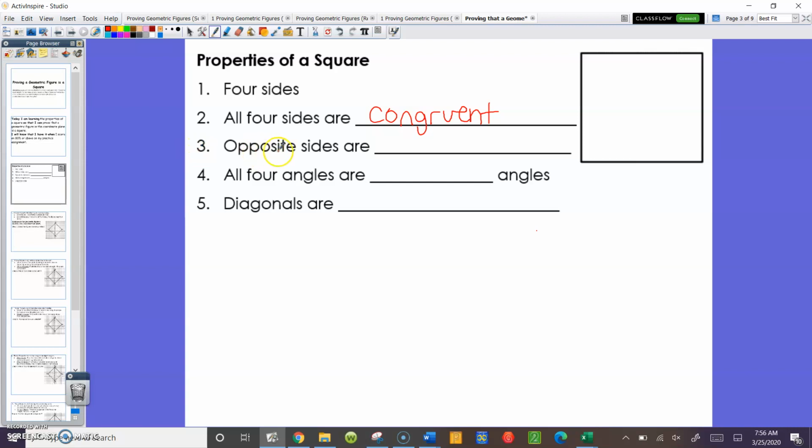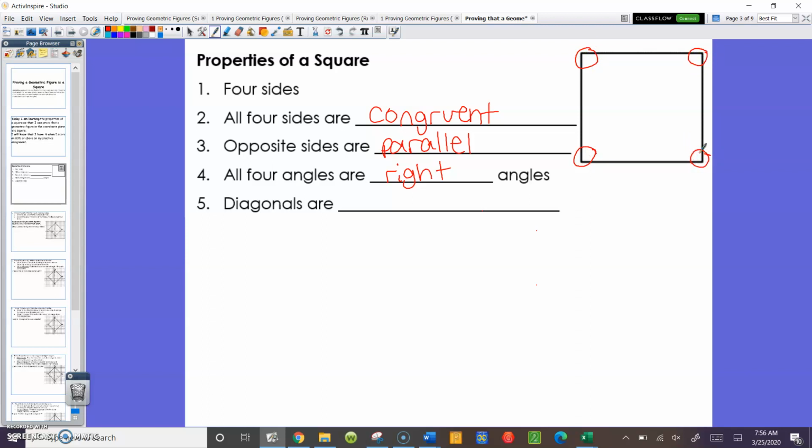Property 3, opposite sides are parallel. By opposite sides, we mean the sides that are across from each other. So this side should be parallel to this side, and this side should be parallel to this side. Property 4, all 4 angles are right angles. And we know right angles are 90-degree angles. So looking at each of these angles, they should all be 90 degrees.